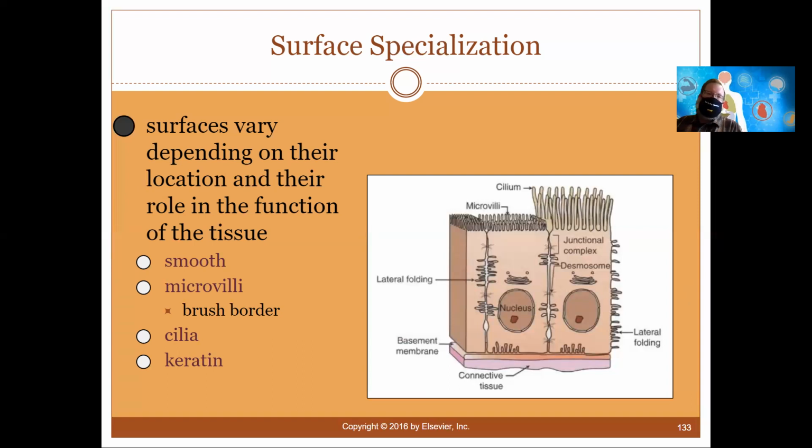Okay, so you may have a base layer, maybe of cuboidals, and then a superficial layer of squamous. It allows it, as it fills or distends, to have more flexibility. So when we have a transitioning or changing type of situation, such as a bladder filling or emptying, we would see transitional epithelium.